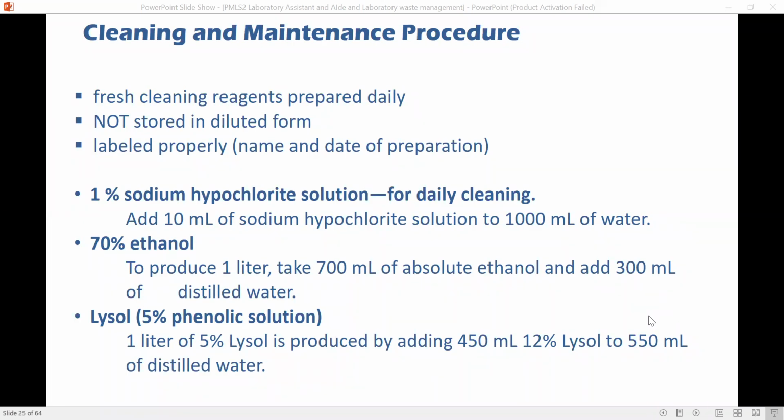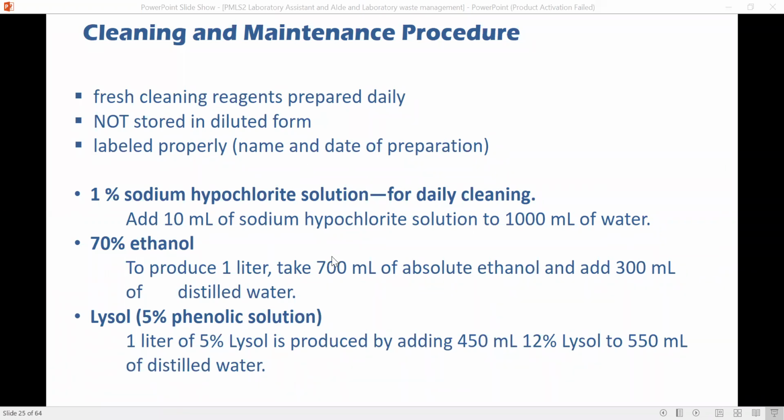Okay, now let's go to cleaning. There should be fresh cleaning reagents prepared on a daily basis. This means your cleaning materials or cleaning reagents should be freshly prepared every day. They are not stored in diluted form. You do not dilute today for use over 1 week. They are usually freshly prepared, every day, and they should be labeled properly.